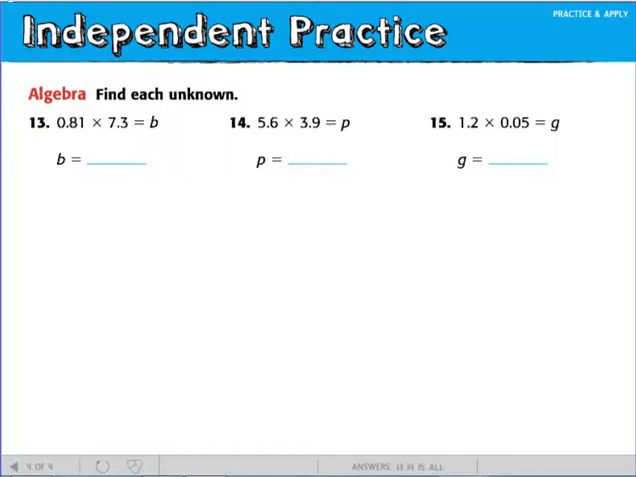Okay? Find the unknown. In this case, our unknown is the answer. So do not get confused. You still just have to multiply 81 hundredths by 7 and 3 tenths. That is what will give you B. B is your answer. Okay? Just because they started throwing letters in your problems doesn't make them any harder.